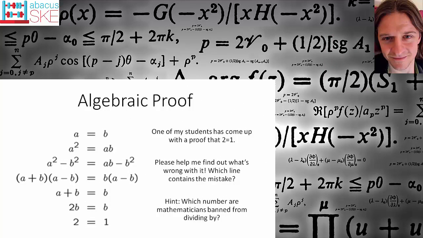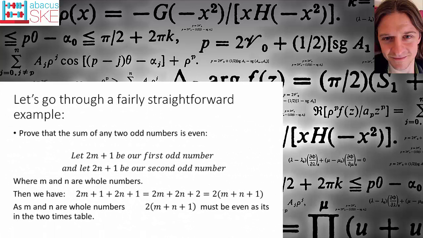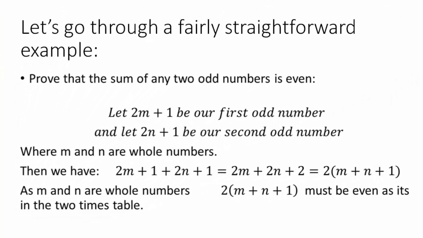It's a lovely little puzzler, and it will confuse, I think, most people. It certainly confused me the first time I saw it when I was challenged to find the mistake. And okay, so let's go through a fairly straightforward example of algebraic proof. Let's look at how we're going to prove that the sum of any two odd numbers is even.